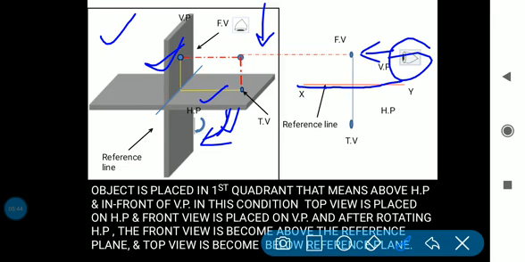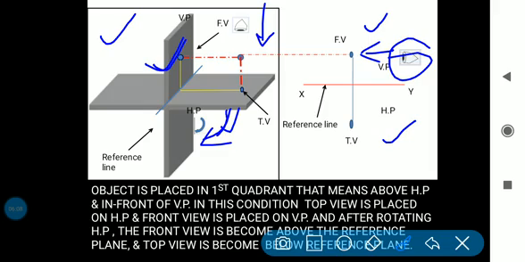This is the reference line. These two planes meet at the reference line. Okay, and you see it clearly. Above the reference line, this is the vertical plane, and below the reference line, this is the horizontal plane.